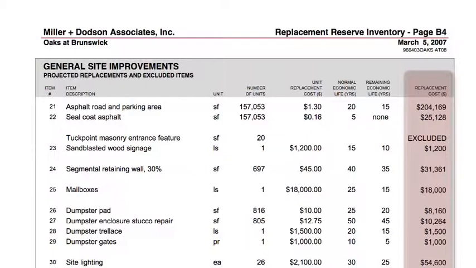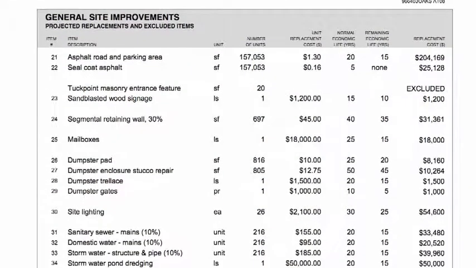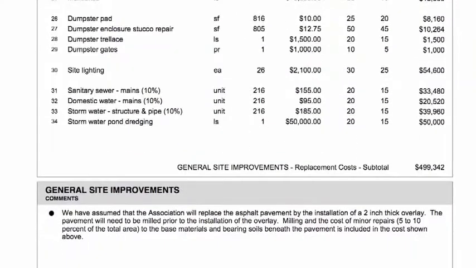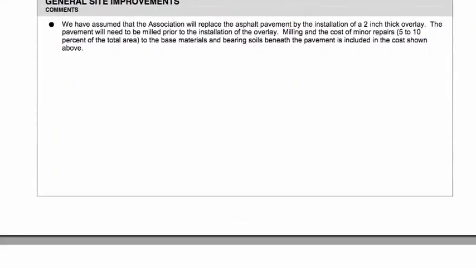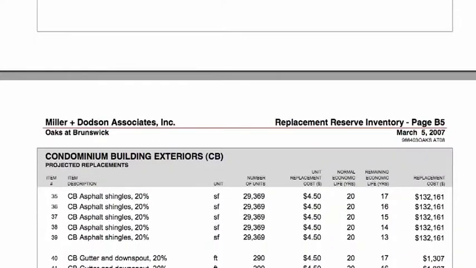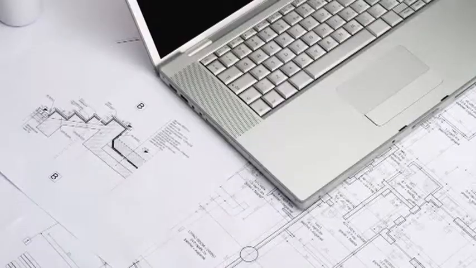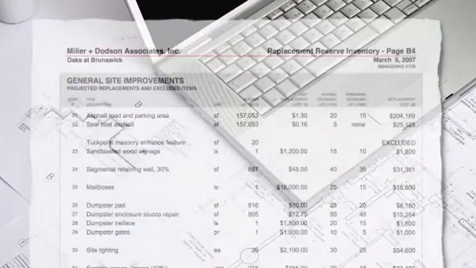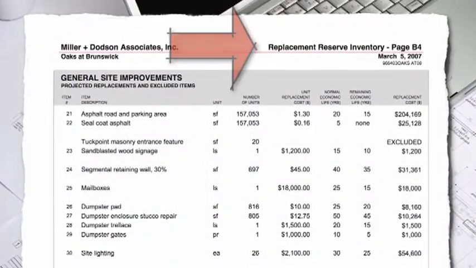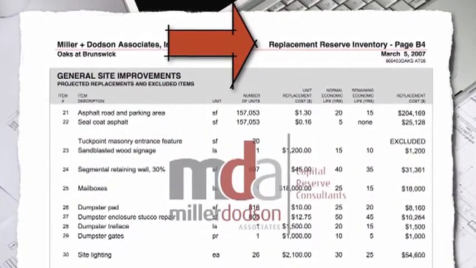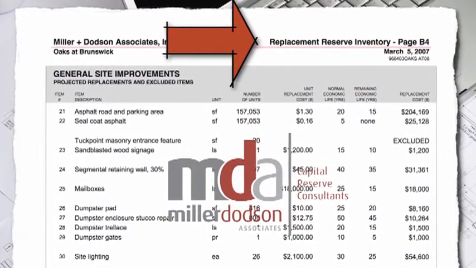And you can see that we may have 2 or we may have 20 pages of different inventory items, and each one shows the same thing. The individual components, unit measurements, unit replacement cost, normal and remaining economic life, and total replacement cost. Now this is very important data, but for most people it's only data. It's not usable information. So Miller Dodson takes this information and publishes it in the form of a calendar.